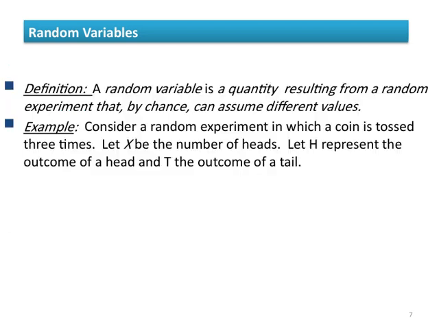Let's talk about random variables. A random variable is essentially a quantity that comes from a random experiment, and because of chance, it can take on different values each time we perform the experiment. It's a way to assign numbers to outcomes, making it easier to analyze and interpret the results.